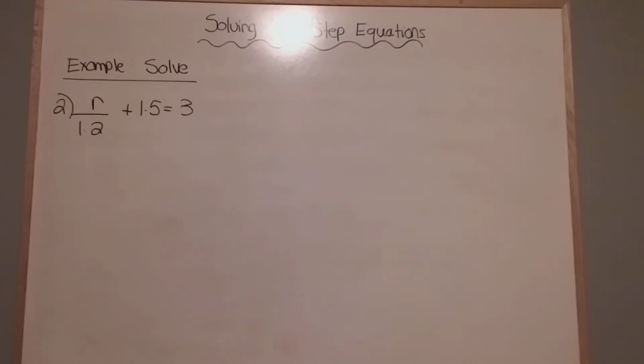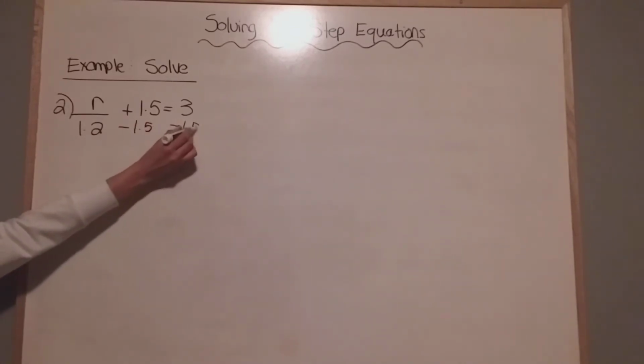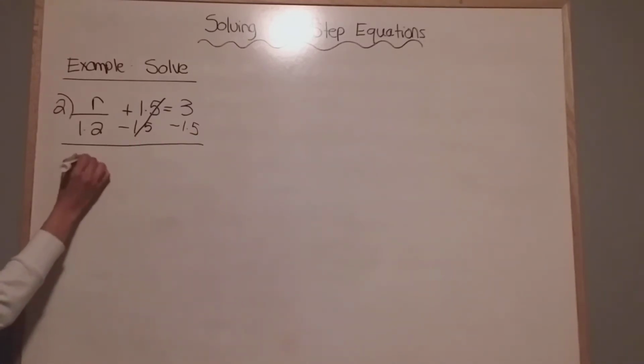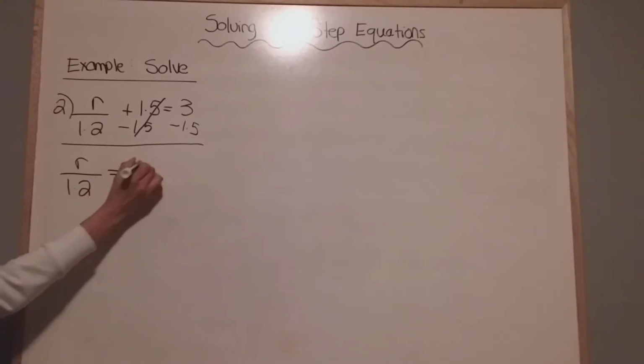Same thing here. You always move your constant first, so the number that's on its own. My first step is to bring the 1.5 to the opposite side. And how do I do that? I take away 1.5. That cancels out, so I'm left with r over 1.2, which is equal to 1.5.